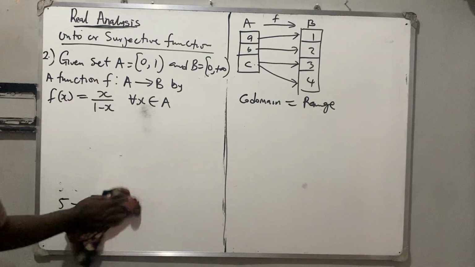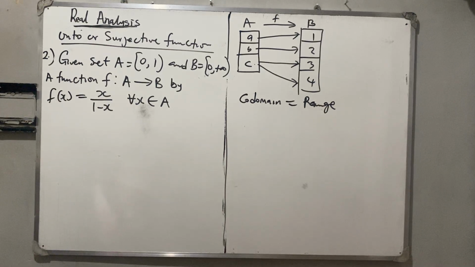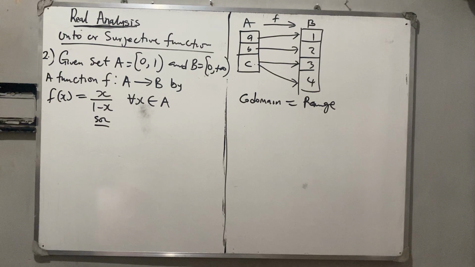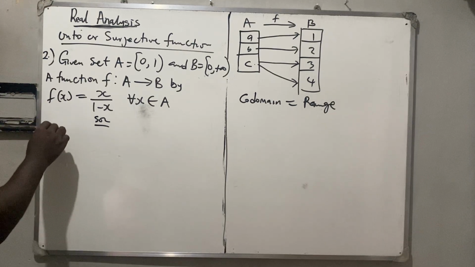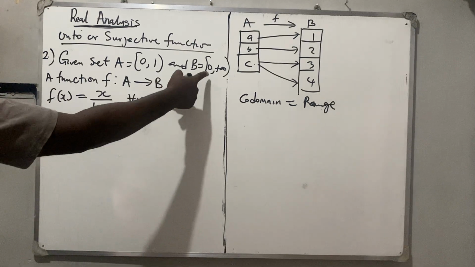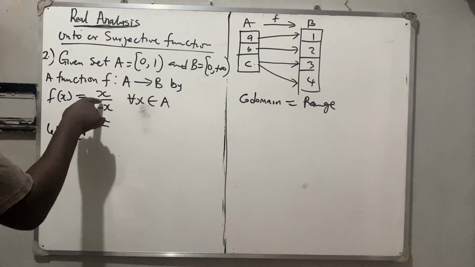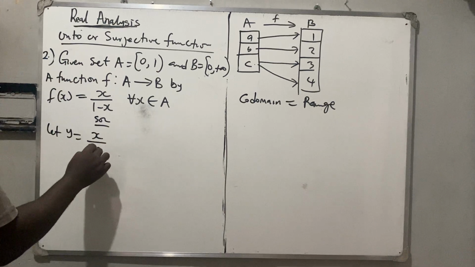But let us solve it to prove. I'm just showing you an example. Okay? Let us solve it to prove that. Solution. Now, let us get our y. Let y be equal to, from what I did, I'm picking an element here. Let's pick an element here, y, which you equate here to find your x, which is equal to x over 1 minus x.